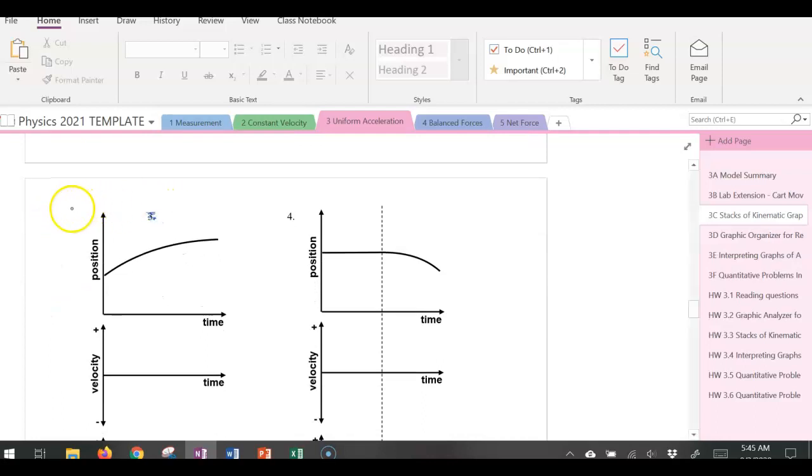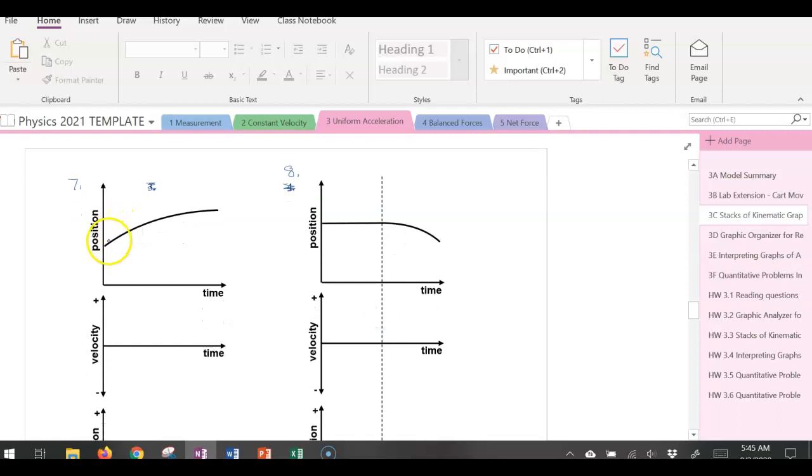Let's look at a couple more here. This is 7 and 8. Okay, so in number 7, I can see that the object is moving in the positive direction because generally the slope is positive. It starts at a positive position, but look what's happening to the slope. If I drew some tangent lines just to get a sense of it, it starts with a tangent line that has a positive slope. So it starts moving with a positive velocity, and at the end, the tangent line is horizontal, which has a slope of 0.